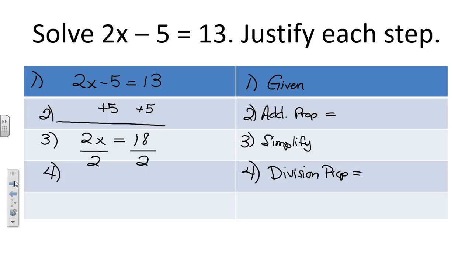And when we do that, what do we get? X equals 9. How did we get that? We simplified. Easy peasy. You just did a proof, an algebraic proof. This will be what your proof will look like, or one of your proofs will look like on your final.